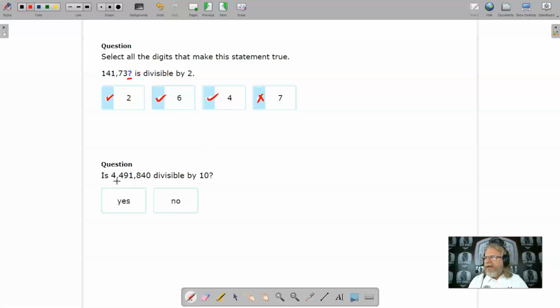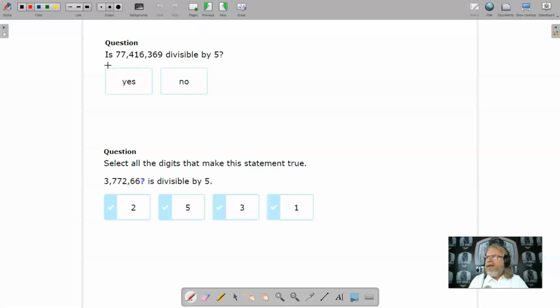And the next one is 4,491,840 divisible by 10? Well, the rule for 10 is the last number is a 0. Well, indeed, the last number is a 0, so we'll say yes, this is divisible by 10.